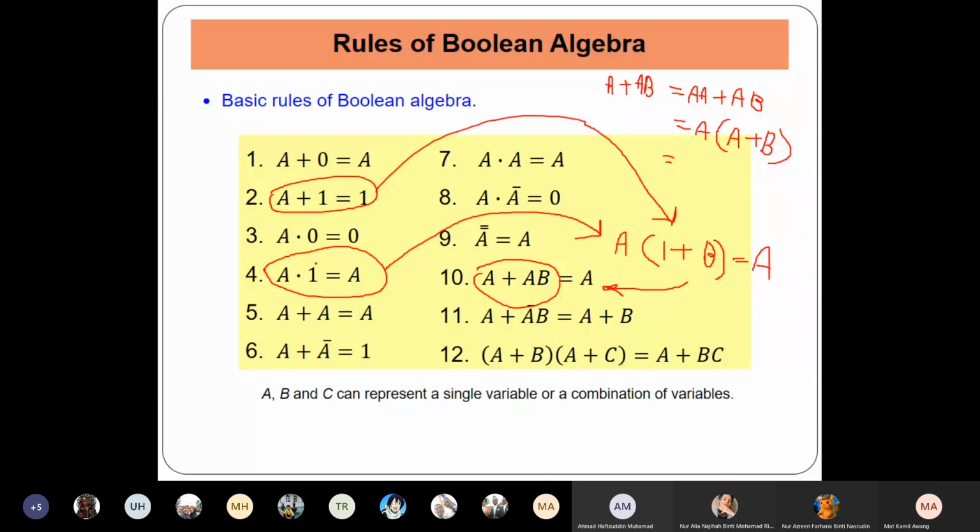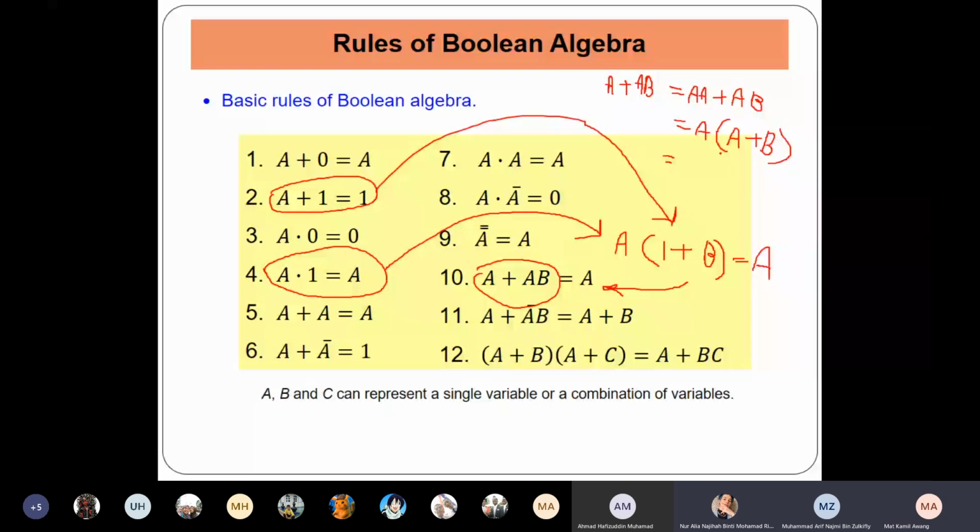So which one? If A is 0, then A and B is 0, right?